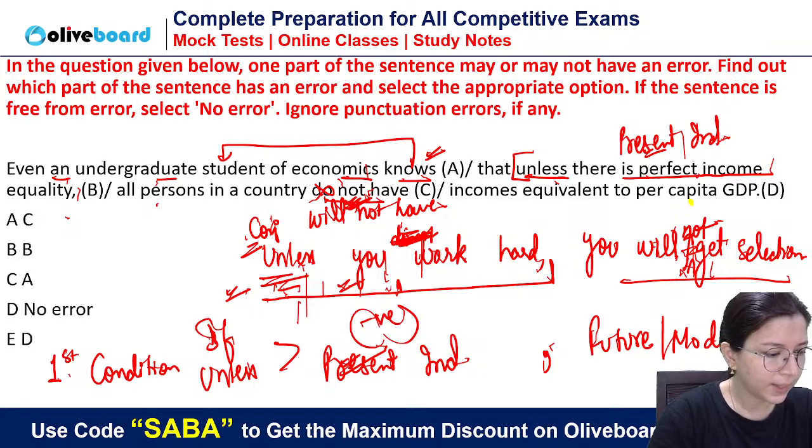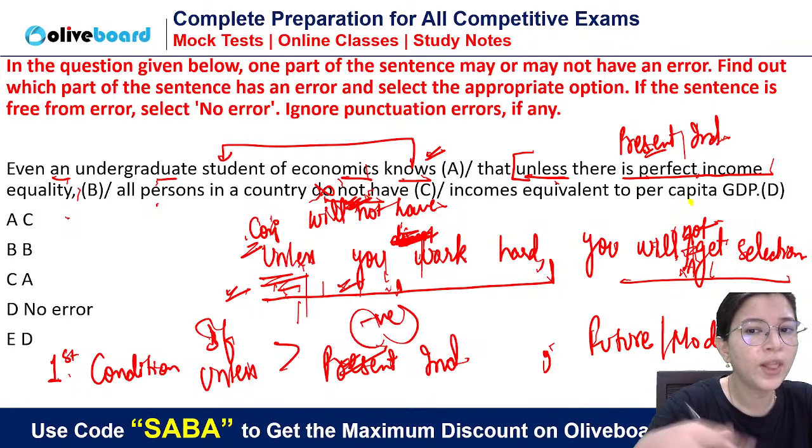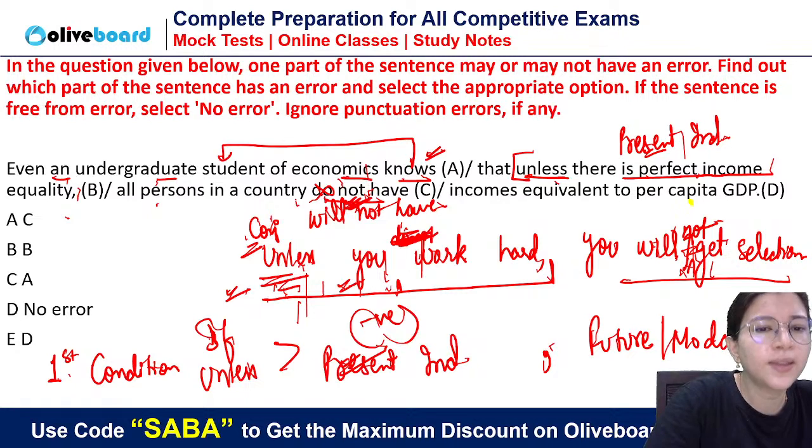What are you discussing, guys? Is this point clear to everyone? Unless you work hard, you will not get selection. So same thing is here: unless there is perfect income equality, so this part is in present indefinite. That is absolutely correct. All persons in a country will not have.